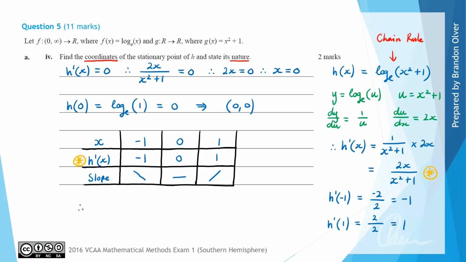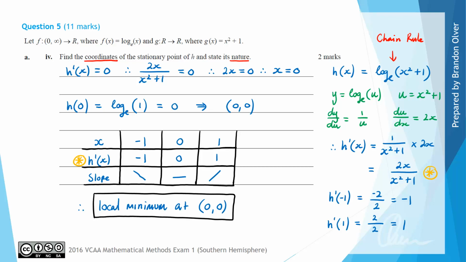Now looking at that sign diagram, it has a local minimum, so there is a local minimum at the point (0, 0). So that is the answer to part 4 of part A of this question.